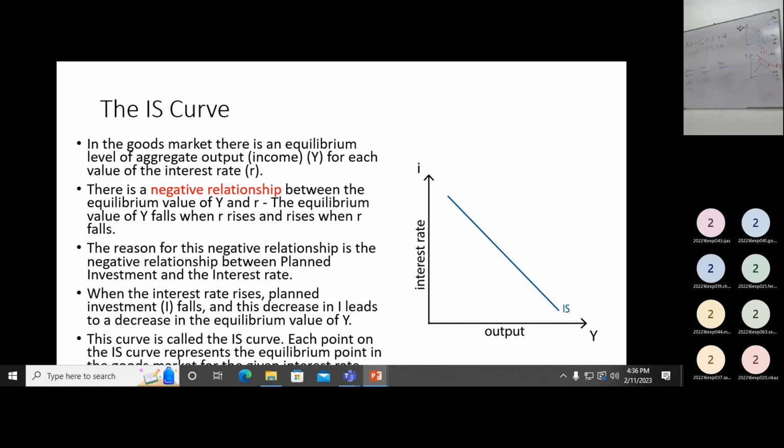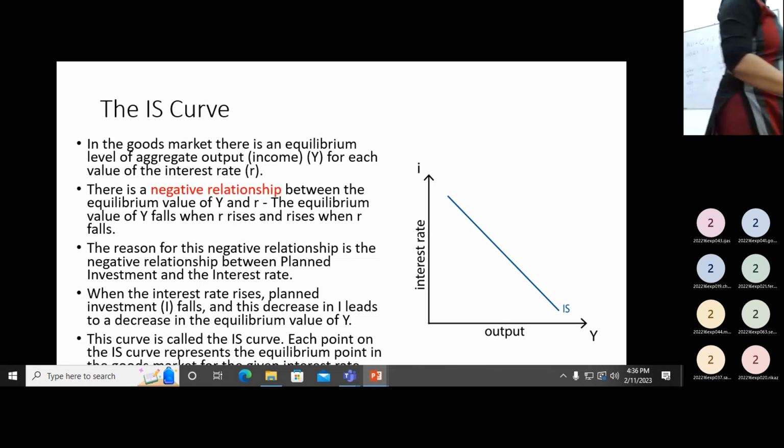Right? So the ISLM model brings the goods market and the money market together into one graph. It is derived out of these two graphs, right? So we will talk about that.